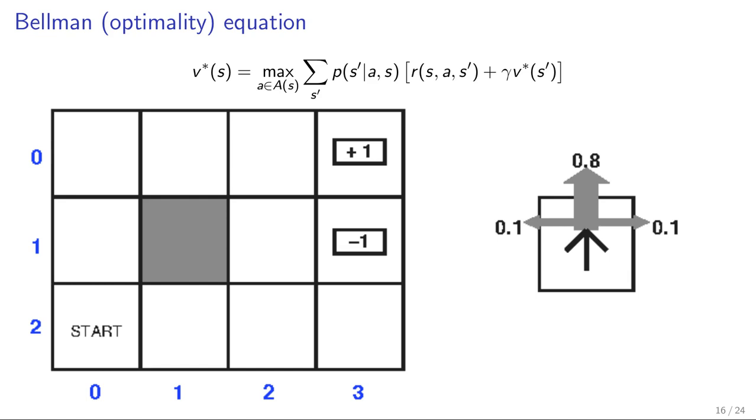Question from Lukas: what is the difference between living penalty and discounting? The living penalty is contained in V star, but discounting decreases the value of the entire V star.